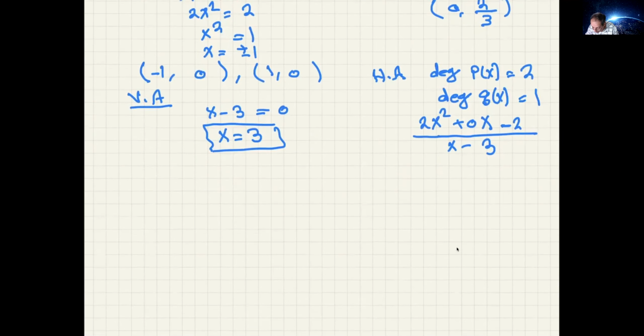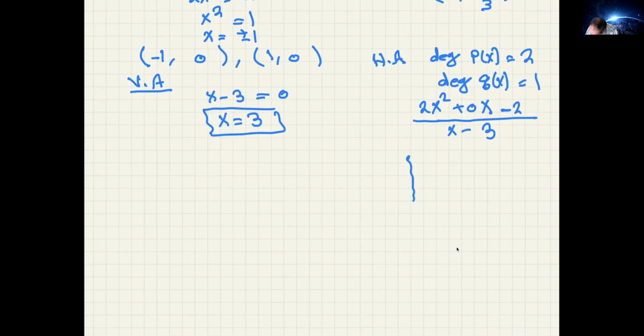Using synthetic division, as we learned before, my zero is 3 here. The coefficients are 2, 0, and -2. That's why I put the 2, the 0, so we can see the coefficient of 0. If you plug a -2 here, that wouldn't work. That would be wrong. So be careful here. You must have a coefficient for each degree of the x variable. Okay?